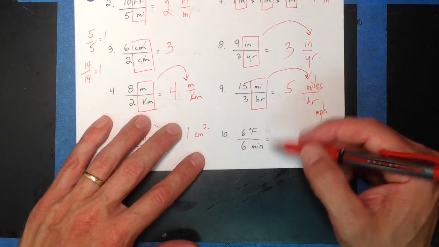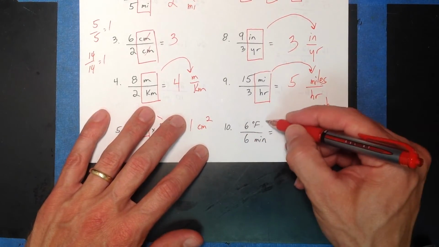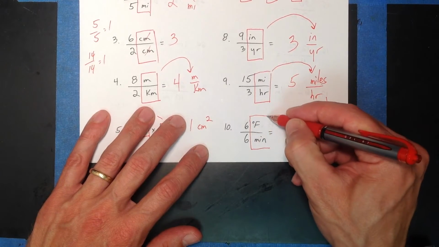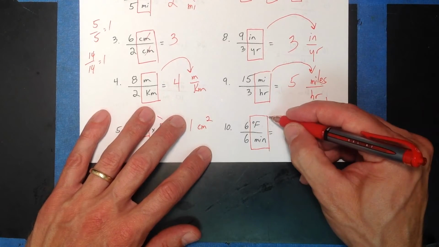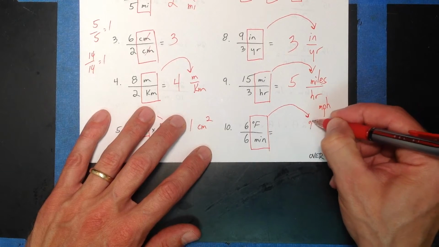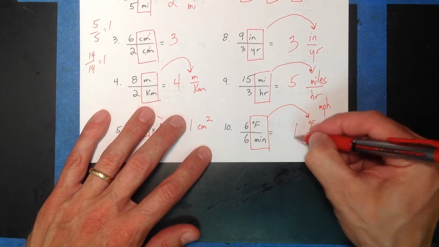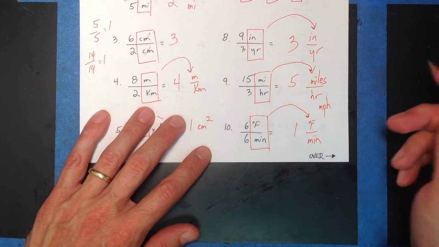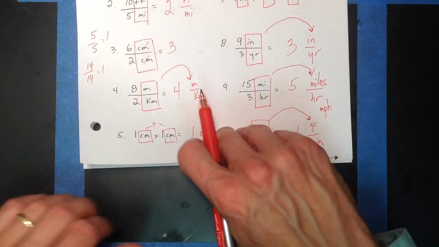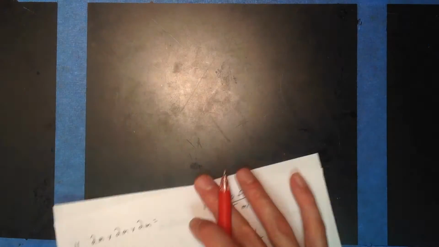Here we go. This is maybe temperature change. 6 degrees Fahrenheit over 6 minutes. This is maybe something cooling down or warming up. And then you go here, degrees Fahrenheit per minute, and 6 divided by 6 is 1. So it is changing temperature 1 degree Fahrenheit for every minute that goes by. Alright, hopefully you're sort of seeing a pattern here.